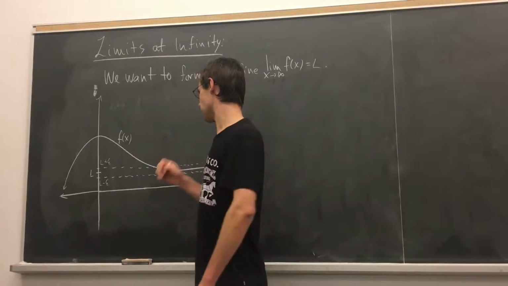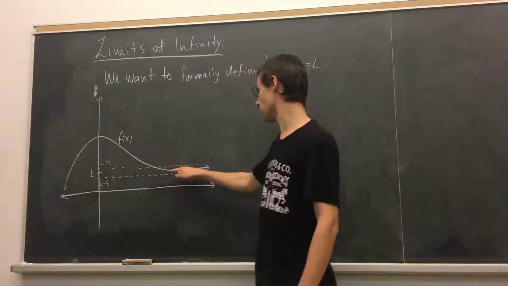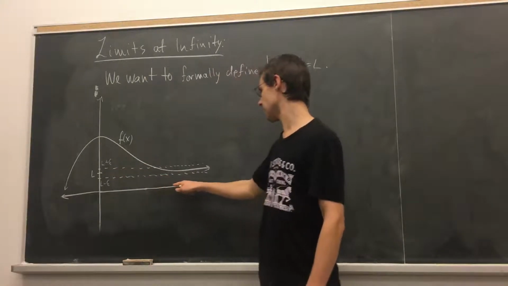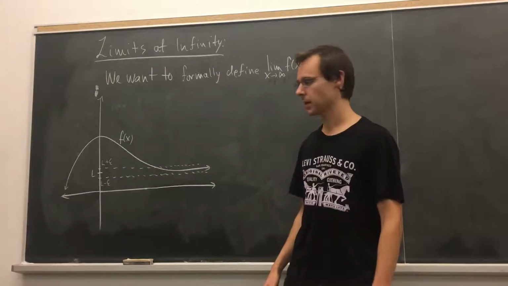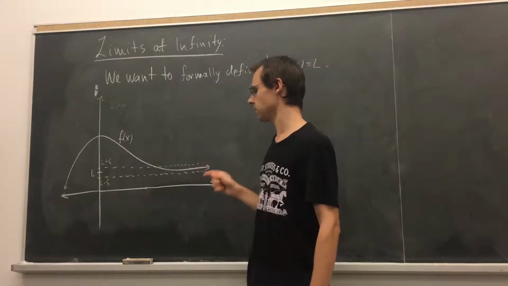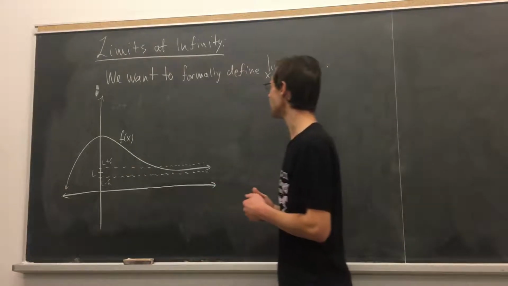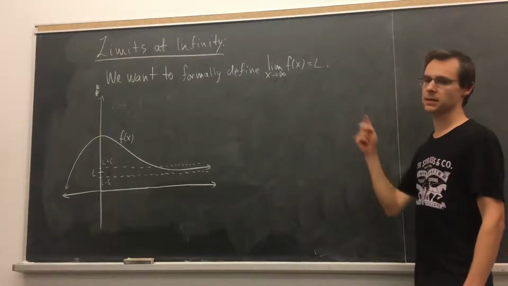So there's a graph of f of x, and as you can see, f is tending towards the value L as x gets larger and larger. Okay? As x tends to infinity, f of x tends to L, or at least it appears that way from the graph. Okay? What does it mean for this limit to exist and equal L?